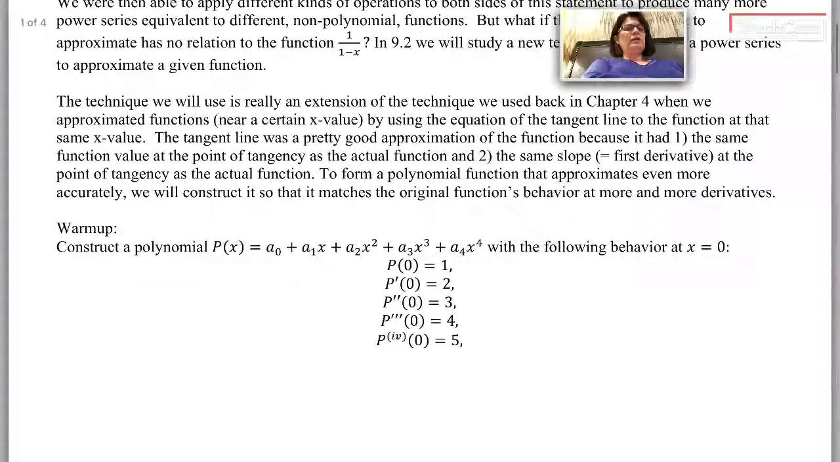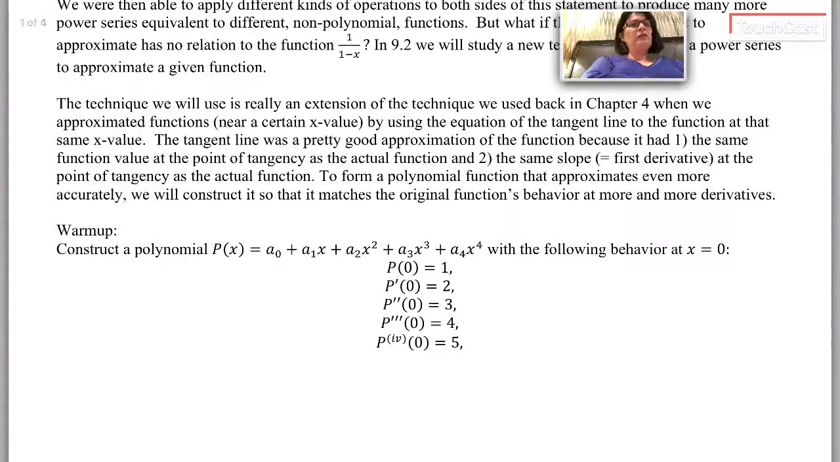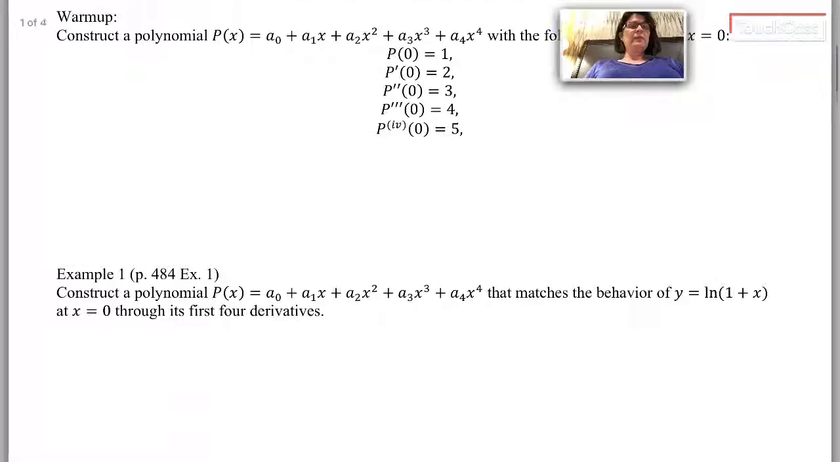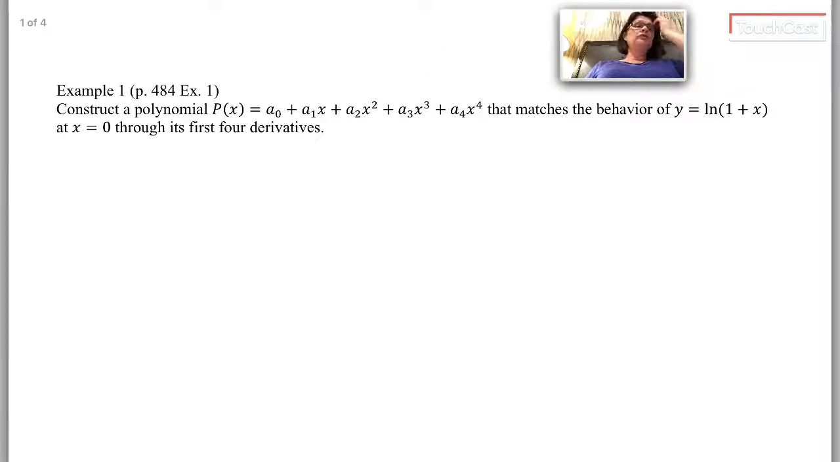So I think in class you worked on this warm-up of constructing a polynomial that is degree 4, because it has an x to the 4th term in it, and it had these behaviors. So you practiced taking the derivative, and you noticed that since we were evaluating the polynomial at 0, most of the terms would cancel out, and you could figure out a1, a2, a3, and a4. And I think when I left you, most of you were working on trying to start this one. So this is in your textbook, it's in your notes. I'll show you a little PowerPoint to get you started if you had trouble getting started.